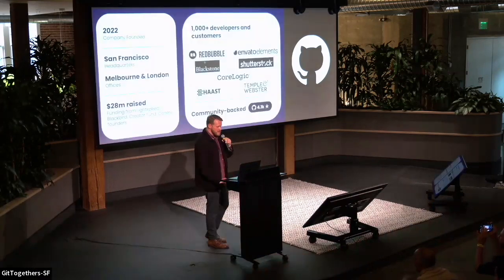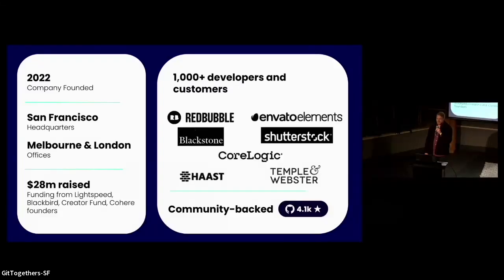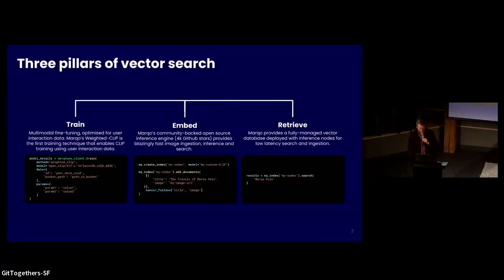Cool. And a little bit about Marqo. We were founded in 2022. We have headquarters in San Francisco, but we also have engineering in Melbourne and London. We've raised about $28 million, and we have over 1,000 developers using our open source or cloud solutions. We publish a lot of stuff open source, so most of what I talk about today is available open source. The data sets that we talk about training with, you can find in our repo. And if you want to get started with Marqo, it's there as well.